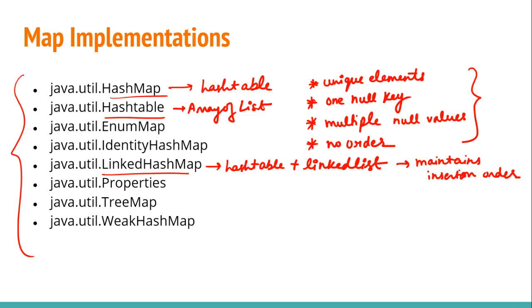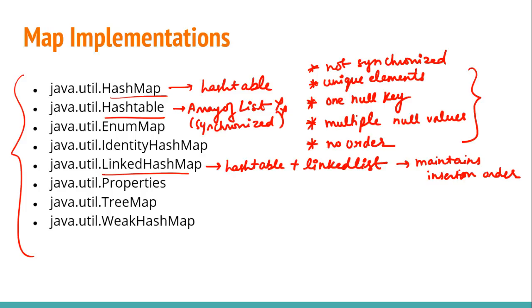A hash map is not synchronized, whereas a hash table is synchronized. Okay, and also a hash map allows you to have one null key and multiple null values, whereas in a hash table you cannot have a null key and of course you cannot have null values. There is no null value allowed in a hash table implementation of a map.